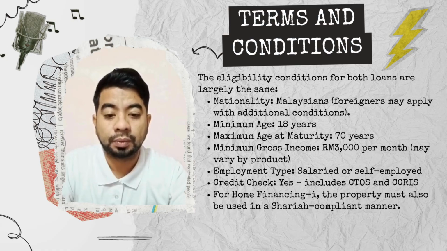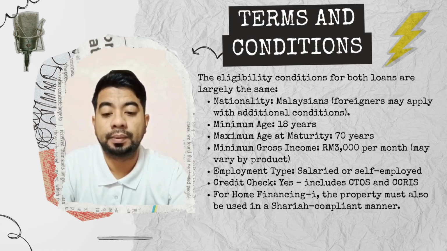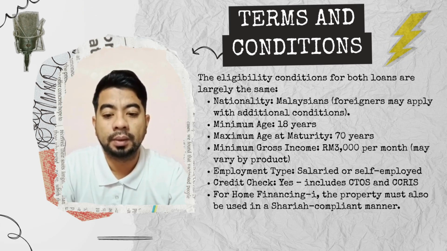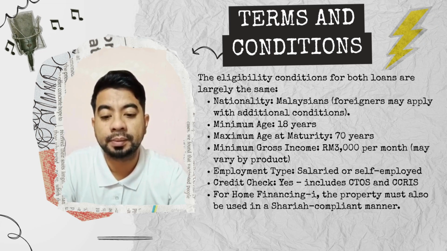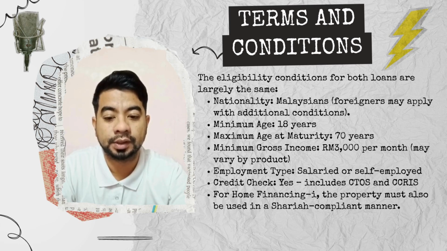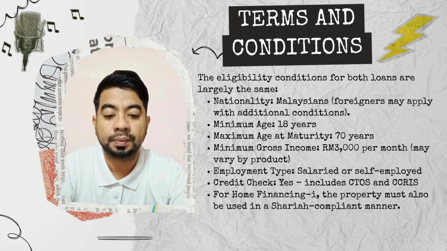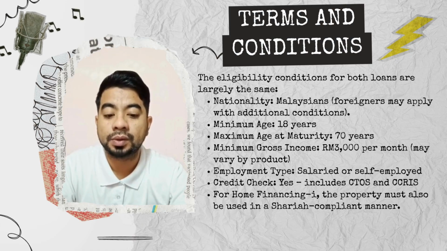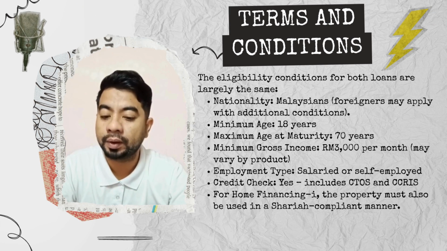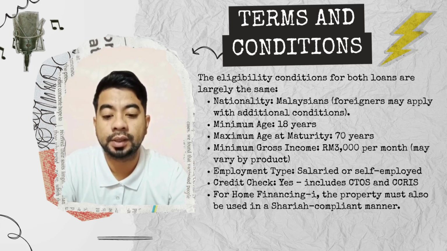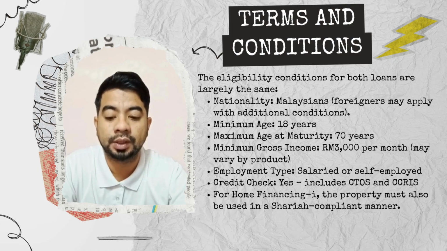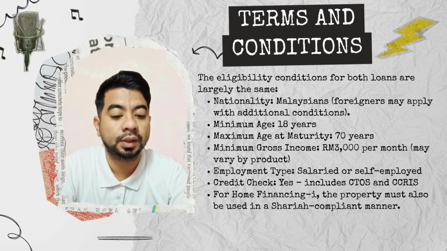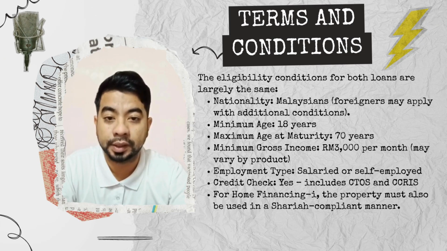The eligibility conditions for both loans are largely the same. Nationality is mentioned, but foreigners may apply with additional conditions. Minimum age is 18 years old. Maximum age at maturity is 70 years. Minimum gross income is 3,000 per month, which may vary by product. Employment type: salaried or self-employed. Both have credit checks, including CTOS and securities. For Islamic home financing, the property must also be used in a Sharia-compliant manner.